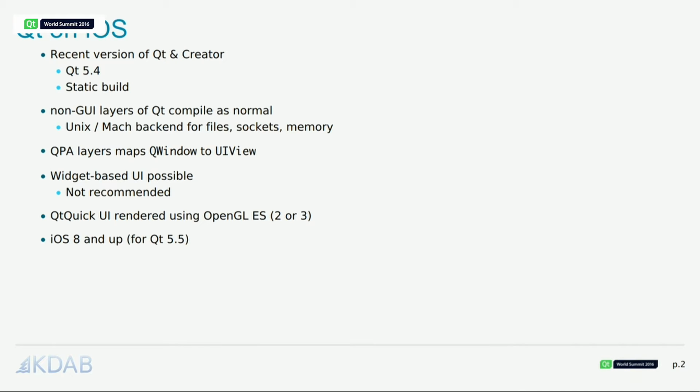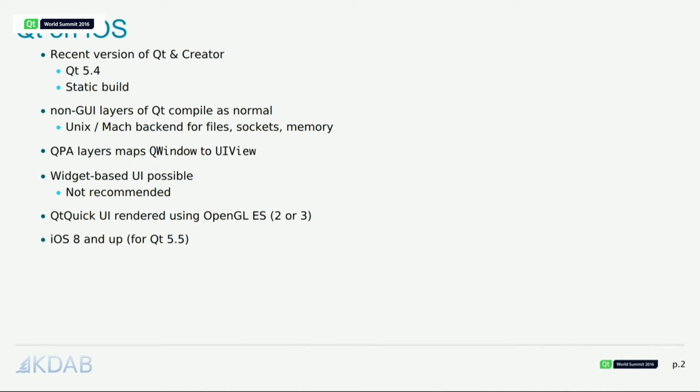Okay, so all the non-UI layer of Qt compiles as normal. QPA uses the native tools of the platform. I'm not going to go into too much of that right now. And the UI, we'll come back to it a bit later. All the UI, especially when it comes to QML, is all driven by OpenGL.